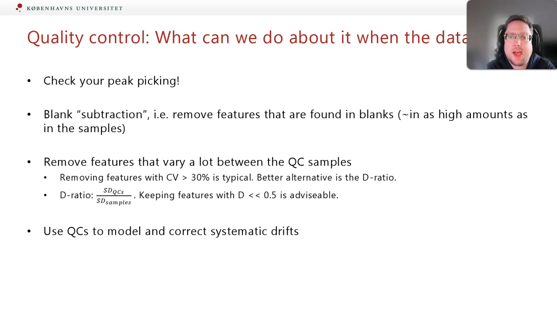If the D ratio is high, it means that the variation in the QC samples is just as high as it is in the samples. That means there cannot be any useful information in the samples if they vary to the same degree as the QC samples. If there was any biological information, the variation between the samples would be higher than in the QC samples. The last thing you can do is use the QC samples to model and correct systematic drift, and we will look at that next.